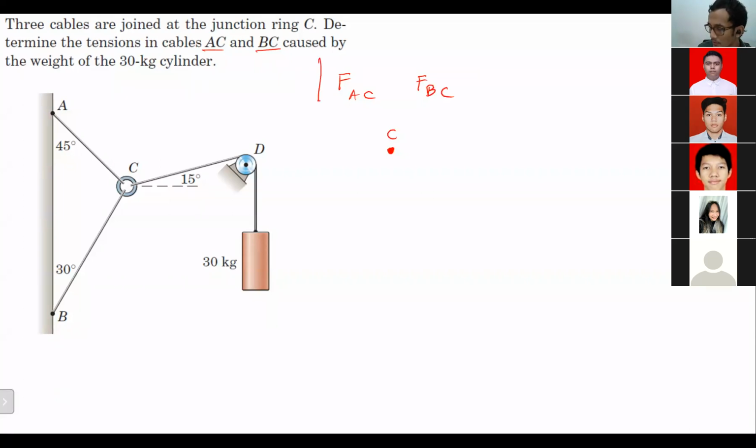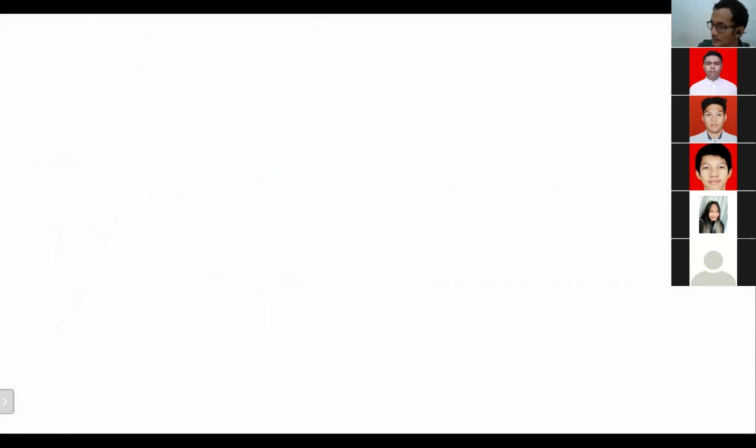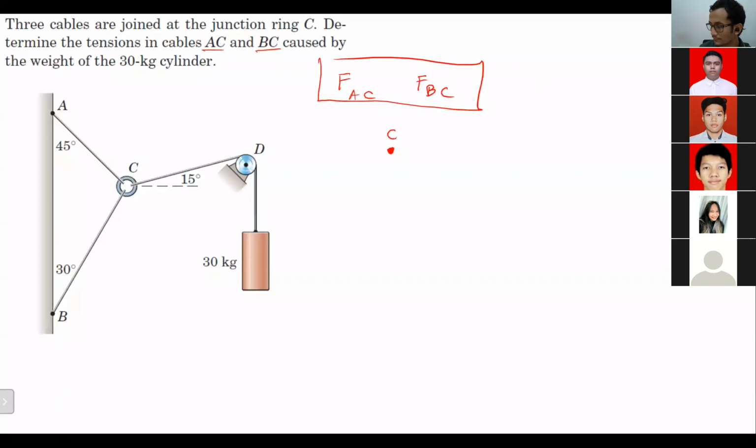Okay, so these two variables are not yet known, but FCD, we know it already. FCD, this is C. FCD, we know it already. And what is the value of CD, Omar? It's 30 kilograms times gravity, 30 kilograms times 10 or 9.8.